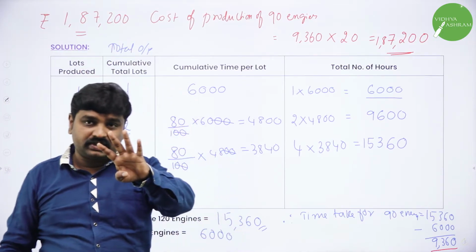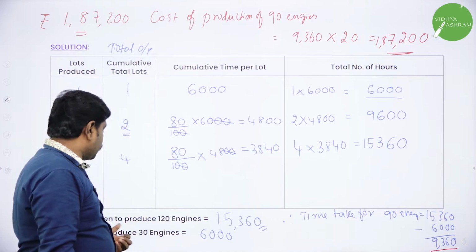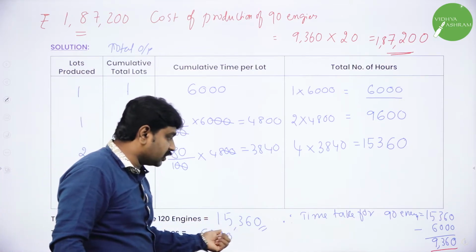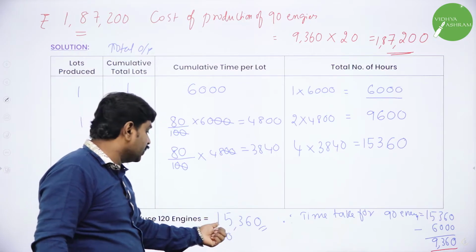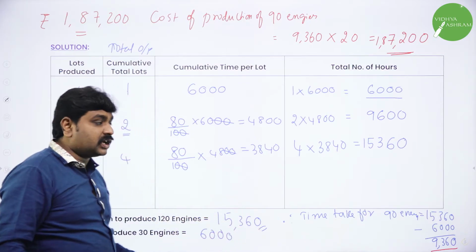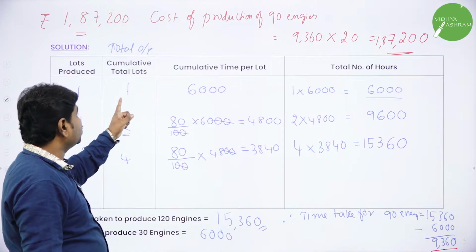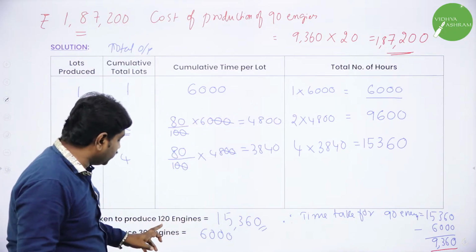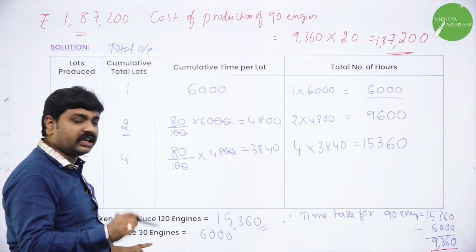We got 4 lots. 4 lots means what? 4 3s are 120. I got the time for 120 engines. 120 engines are produced in 15,360 hours. And 1 lot means 30 engines. 30 engines are produced in 60 hours. So out of 120 engines, if you subtract 30 engines, you will get 90 engines.